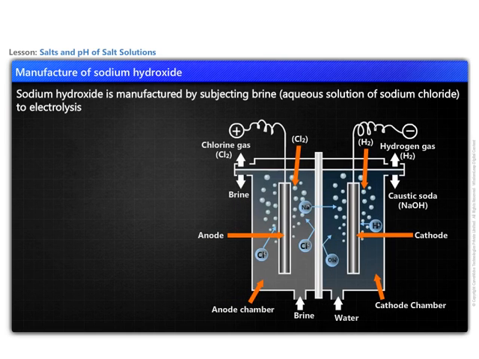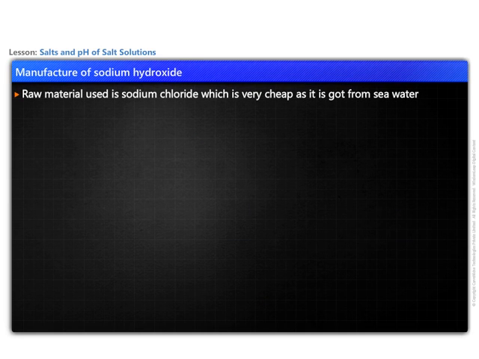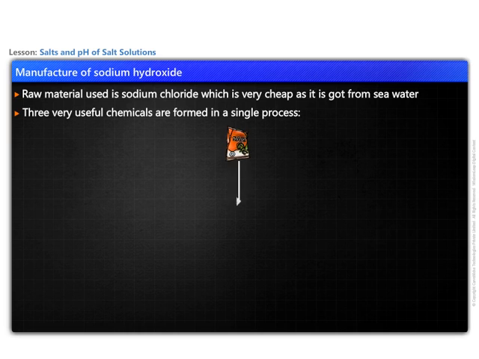Let us look at the manufacturing process of sodium hydroxide. Sodium hydroxide is manufactured by subjecting brine, which is the aqueous solution of sodium chloride, to electrolysis. The process is called the chlor-alkali process because chlorine and alkali, sodium hydroxide, are formed as products. The raw material used is sodium chloride, which is very cheap as it is got from seawater. 3 very useful chemicals are formed in a single process.